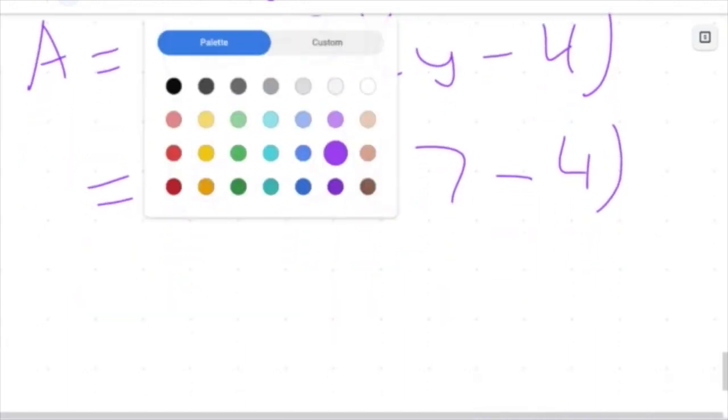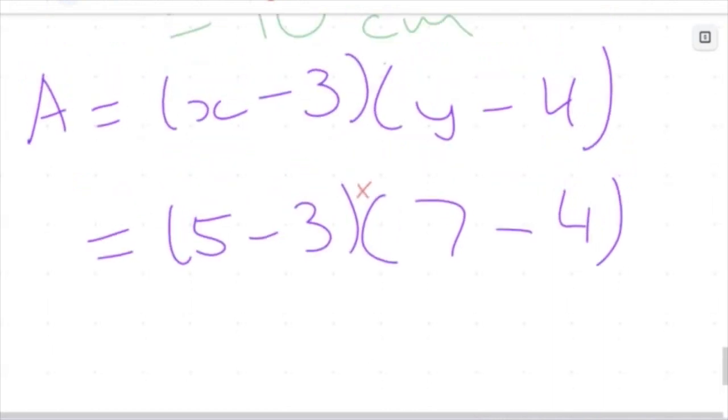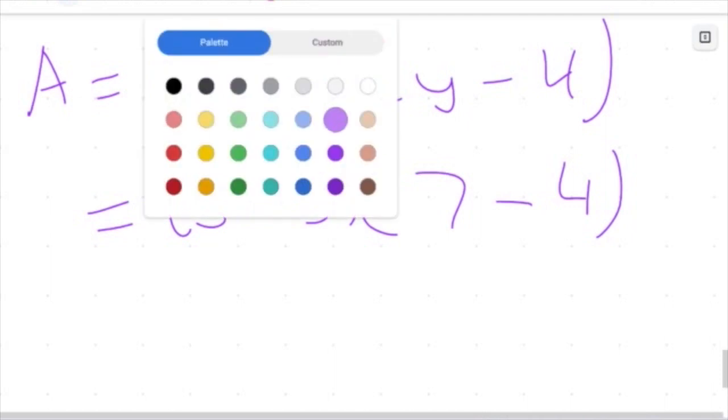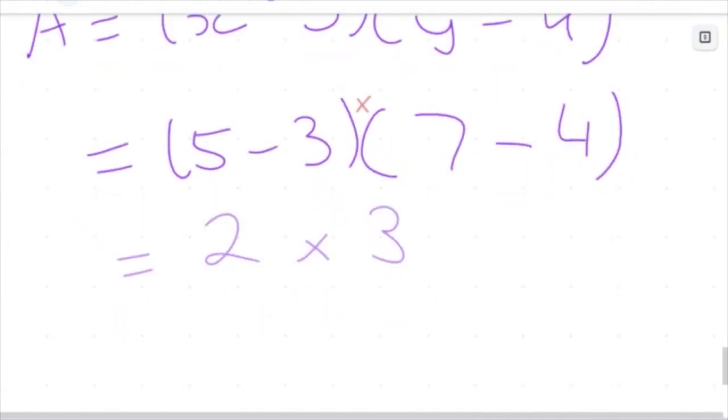And we can't forget there is a multiplication happening here. By putting these brackets next to each other, it's just a short and concise way in algebra to write a multiplication. So 5 minus 3 gives me 2. And 7 minus 4 gives me 3. These are just multiplying together. 2 times 3 gives me 6.